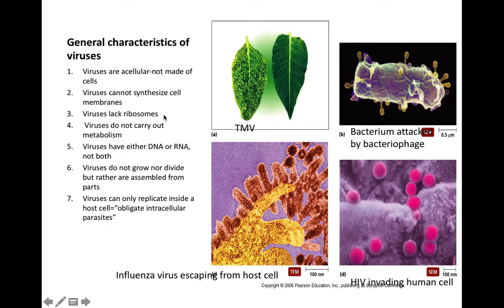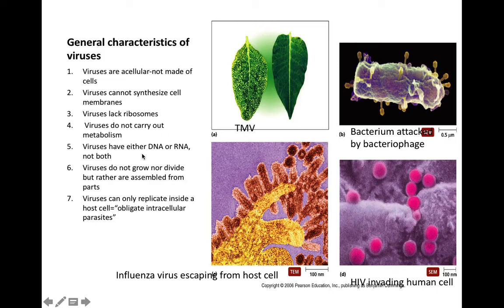Viruses lack ribosomes, so they can't make their own proteins. Viruses do not carry out metabolism, so they can't make their own ATP. And it's a function of lacking ribosomes and not carrying out metabolism. It's because of these limitations that viruses have to invade a host cell to replicate themselves, because they're going to have to use the host cell ribosomes to make the viral proteins. They'll have to use the host cell building blocks and energy sources to replicate themselves.